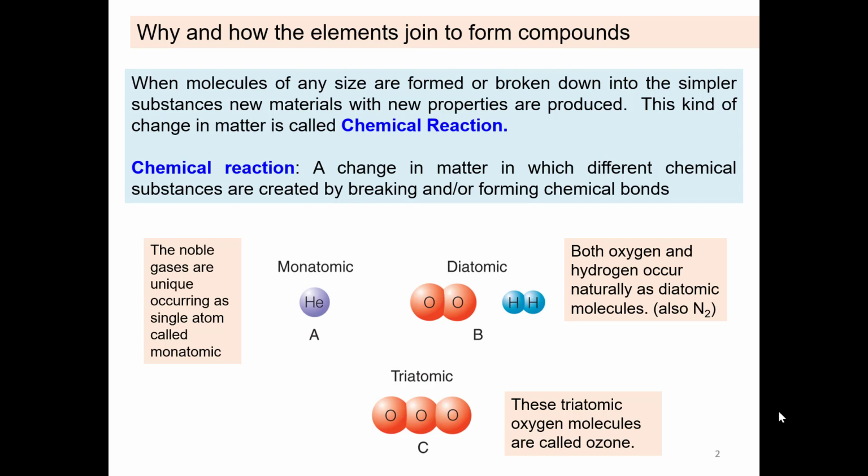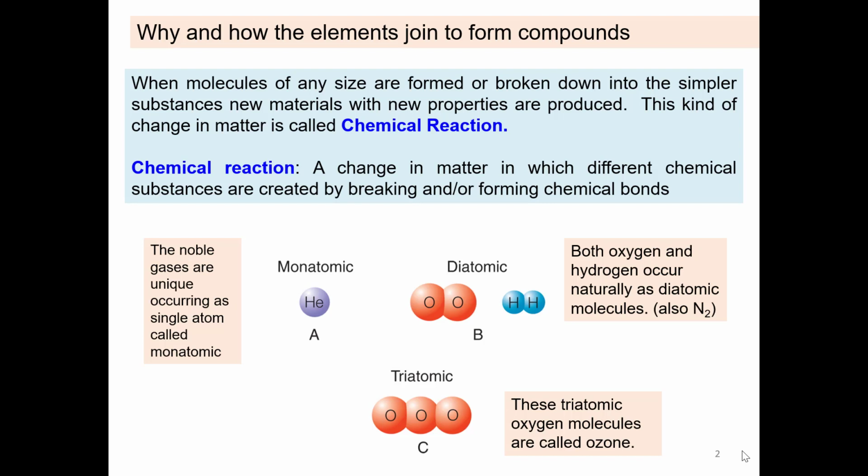When molecules are formed or broken down into simple substances, new materials with new properties are produced. This type of change in matter is called a chemical reaction. So we can define a chemical reaction as a change in matter in which different chemical substances are created by breaking or forming chemical bonds.